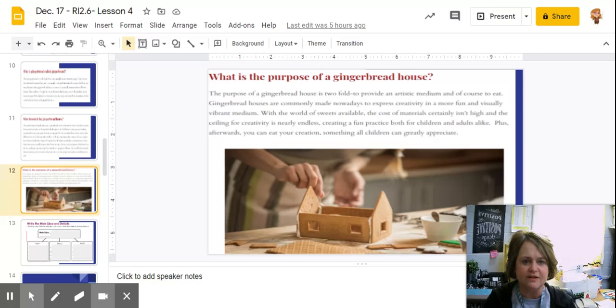With the world of sweets available, the cost of materials certainly isn't high, and the ceiling for creativity is nearly endless, creating a fun practice both for children and adults alike. Plus, afterwards, you can eat your creation, something all children can greatly appreciate.